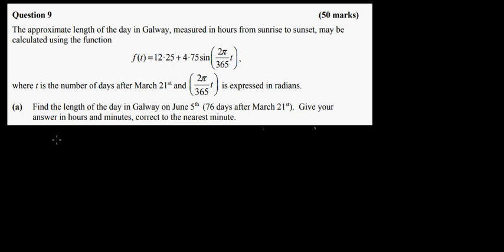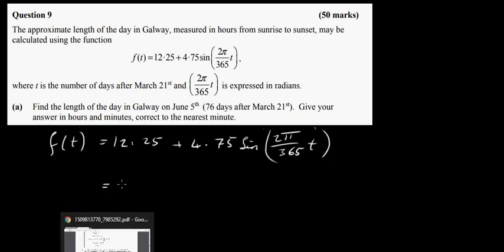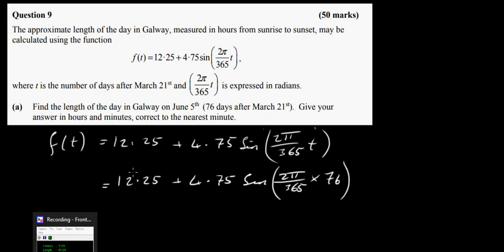Okay, so we've just got to write the formula down again. f of t is equal to 12.25 plus 4.75 times sine 2 pi over 365 times t. Now this is just a direct use of the formula, so what we've got to do here is write down 12.25 plus 4.75 sine 2 pi over 365, we've got to multiply that by 76. Remember, 76 is t, the number of days after March 21st.